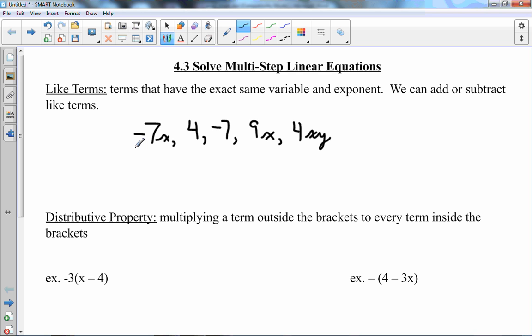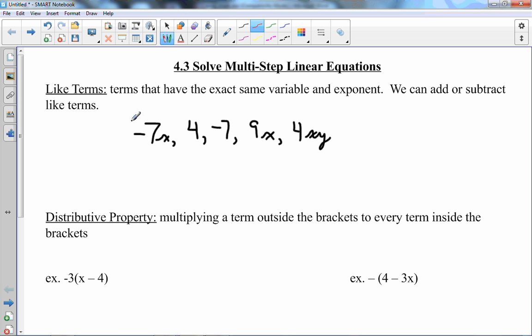What I need you to do, though, first is recall something that we called like terms. Like terms are terms that have the exact same variable and exponent, and we can add or subtract like terms depending upon the sign. Now, if you look at the example, these five I've got right here, you've got negative 7x, 4, negative 7, 9x, and 4xy. Now, can you figure out which terms are like each other?